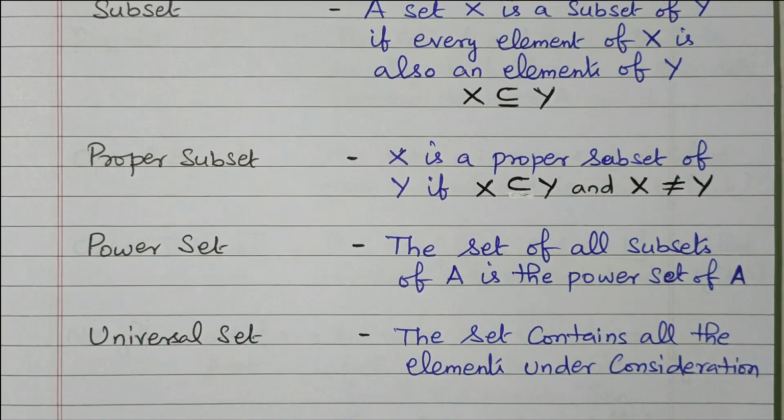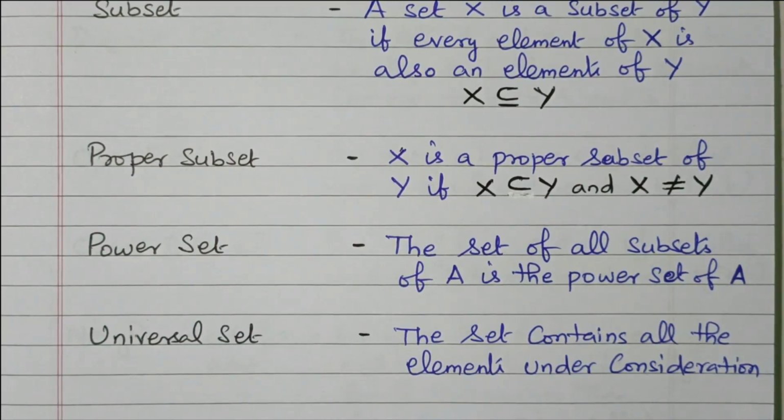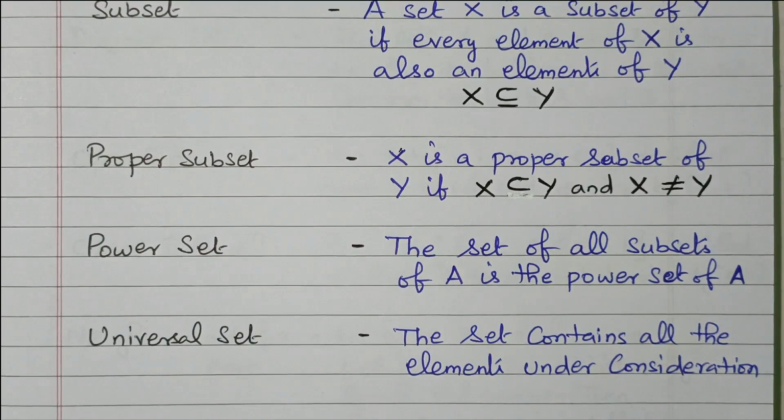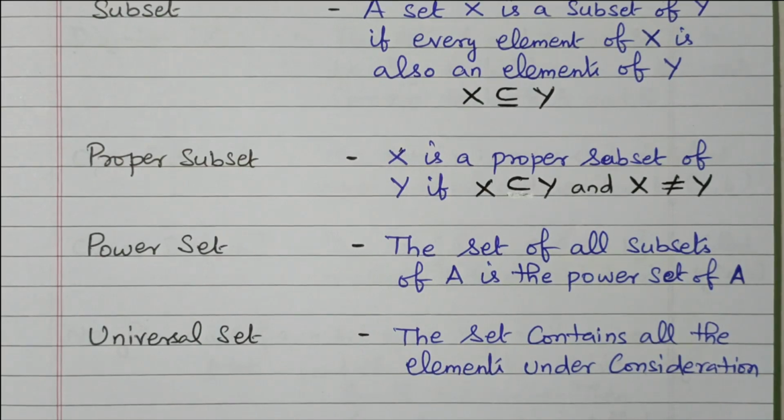Same elements are available. Subset means one main set is there, and some of the elements available in the main set are available in another set. That is called a subset. Proper subset means not equal. Both are not equal. Power set means if you have the set A, all the subsets of A is the power set of A. Then we have universal set. It contains all the elements under consideration without any neglect. If it contains all the elements, it is called a universal set.